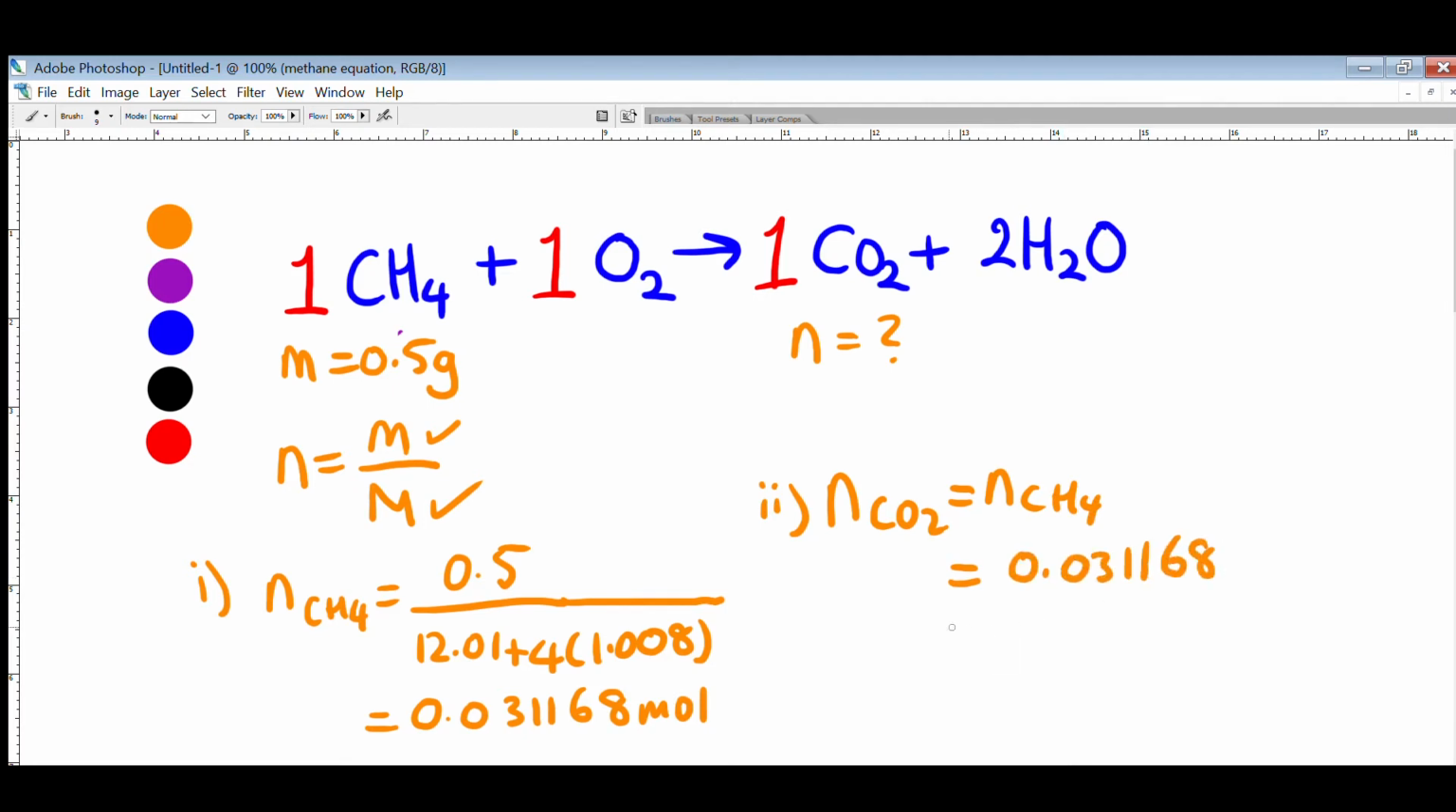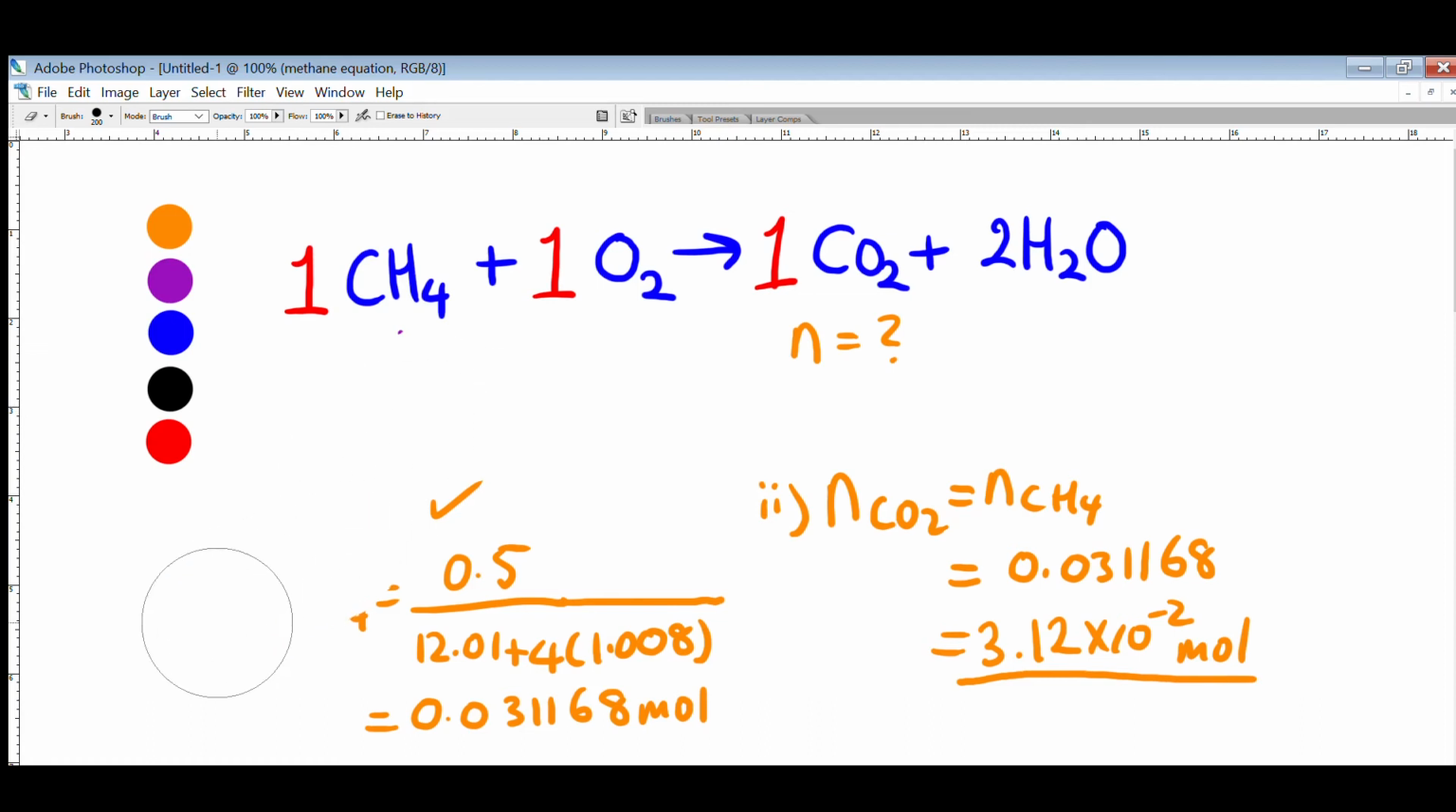0.031168. And because this is chemistry, you have to leave everything in 3 significant figures in scientific notation, and to make sure you put the units in as well. So in this case, it would be 3.12 times 10 to the negative 2 moles. And I also like to underline your final answer just to make it a little bit easier for your teacher to find it. Okay, so let's have a look at another example. So I'm just going to erase this really quickly.